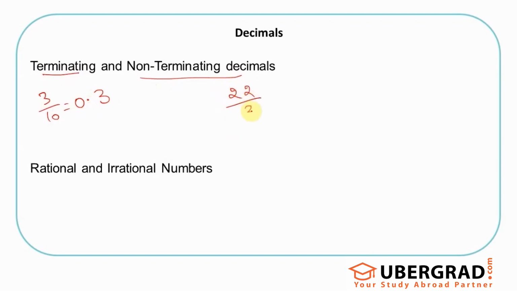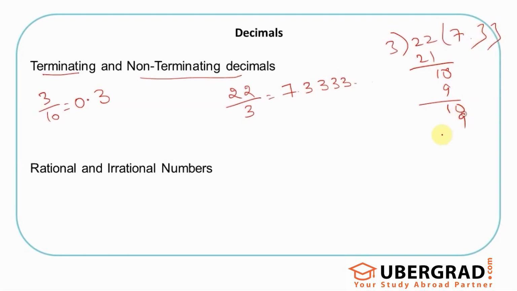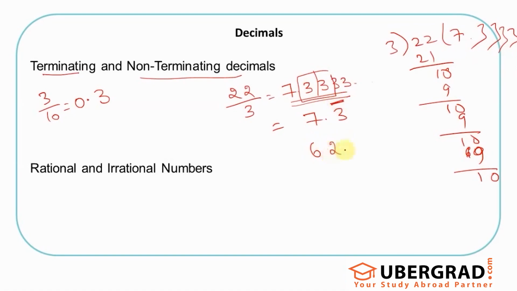Let's talk about 22 by 3. 3 sevens are 21, and then I have 3, 3, 3. It keeps going on. If I do the normal division, if you see, I'll always get 1, 0, and it keeps repeating in this loop: 7.33333. So if you see a repetition of pattern happening, basically 3 is repeating, so I can write this as 7.3 with a bar on top. If there is something like a decimal 6.252525, I can write it as 6.25 with a bar on the top.